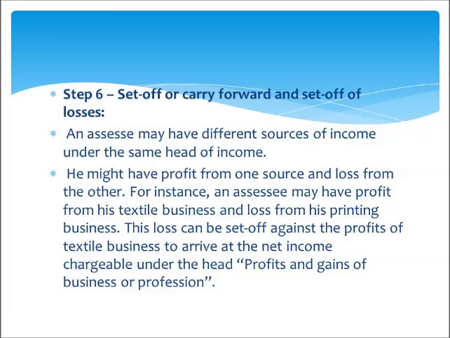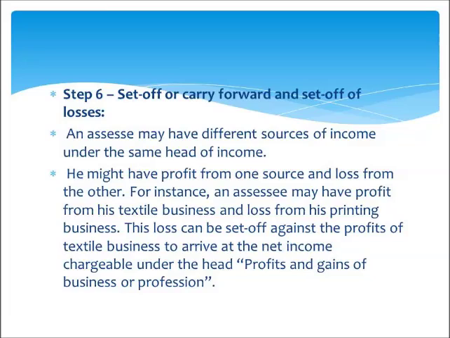For instance, an assessee may have profit from his textile business and loss from his printing business. For example, he is carrying on two types of business. One is textile and one is printing. He is earning profit in the textile business, but he is incurring loss in the printing business. So these two sources of income are coming under one head only, that is the PGBP, profit and gains of business and profession.